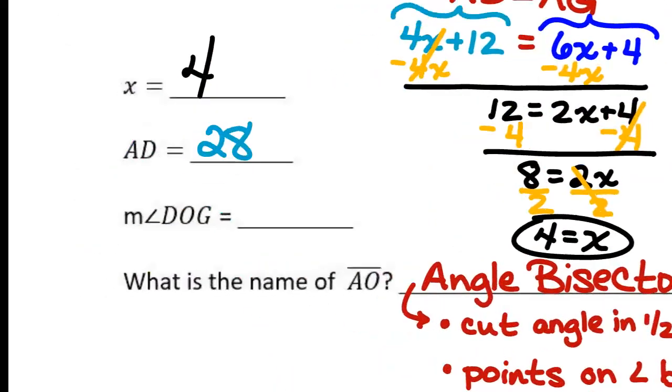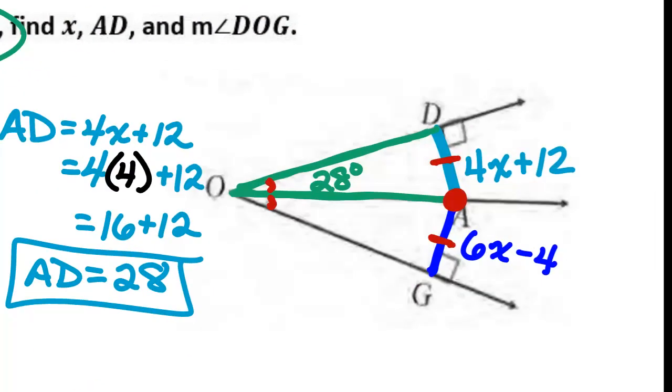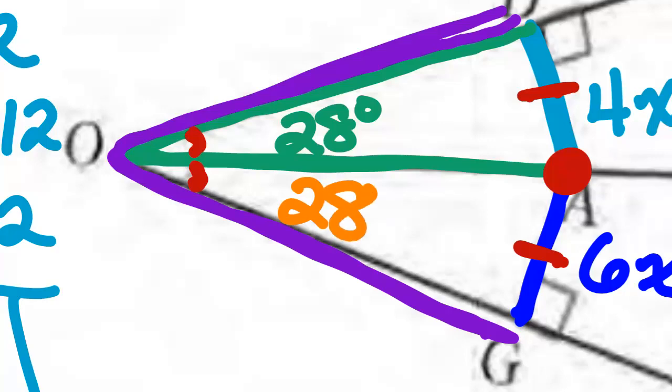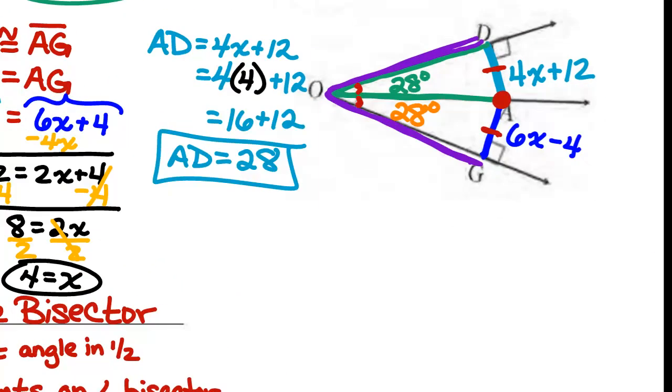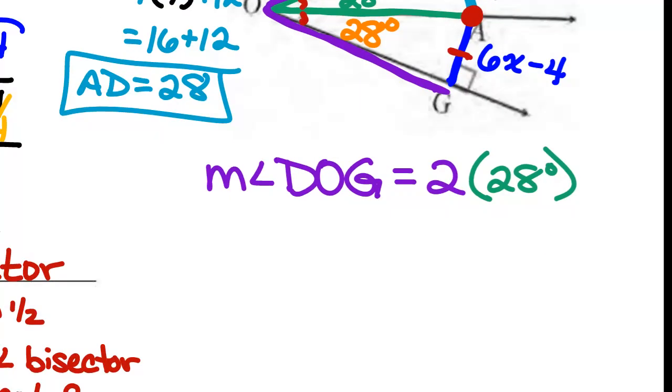Last thing they want me to find is the measurement of angle DOG. Angle DOG is the big angle that's being bisected. And they told me at the beginning that the top part was 28 degrees. So how big is this part? 28 degrees. So how would I find the size of the entire angle? Add the two angles together, or that would be the same as multiplying by 2. So I can do 2 times 28 degrees, or 28 plus 28, same thing. And we get what? 56.